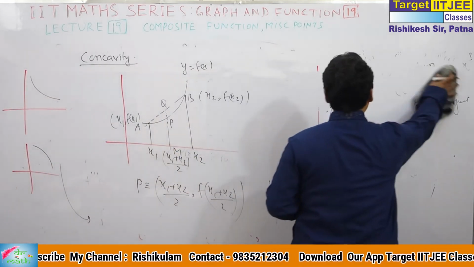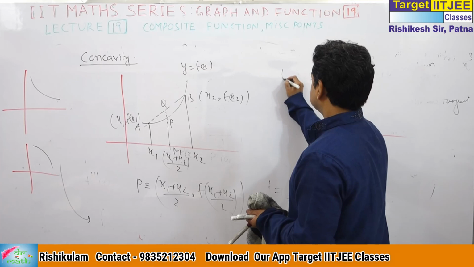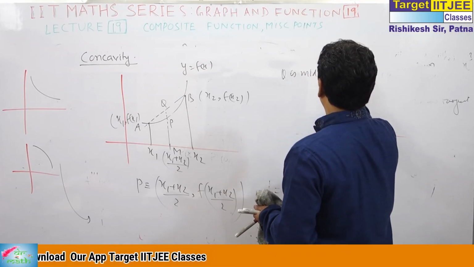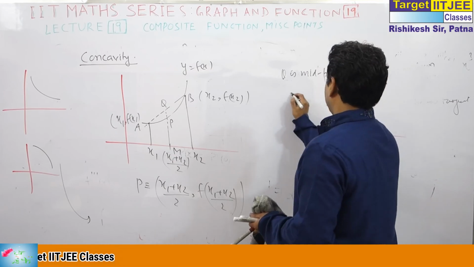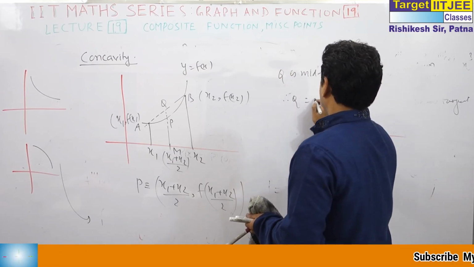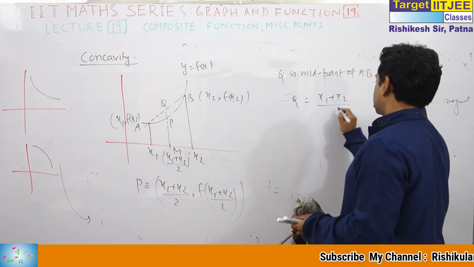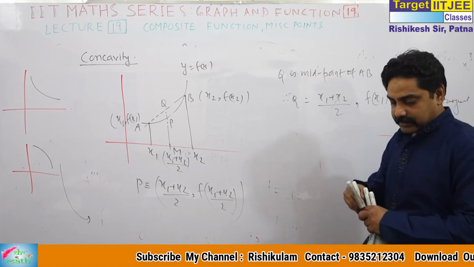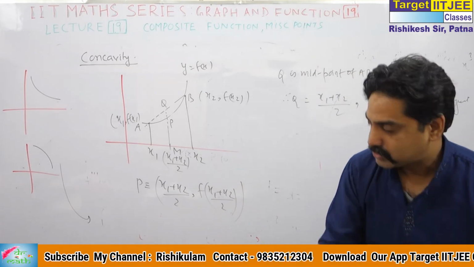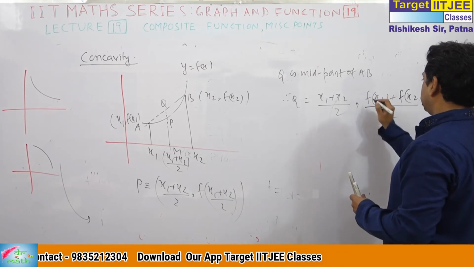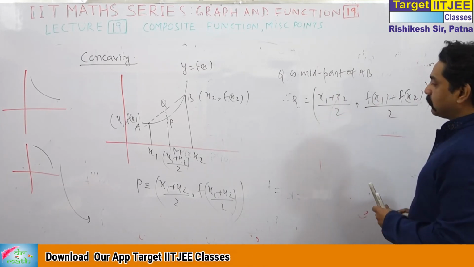What is Q? Actually Q is the midpoint of AB. So Q is ((x1 plus x2) by 2, (f(x1) plus f(x2)) by 2). This is the coordinate of Q.